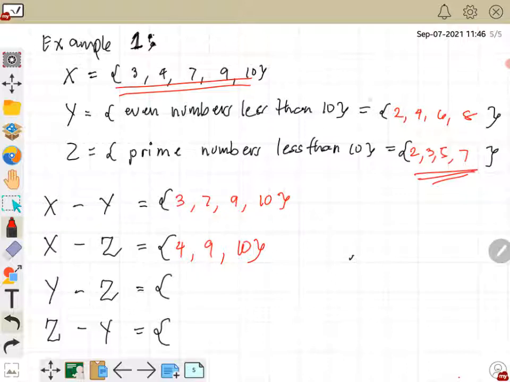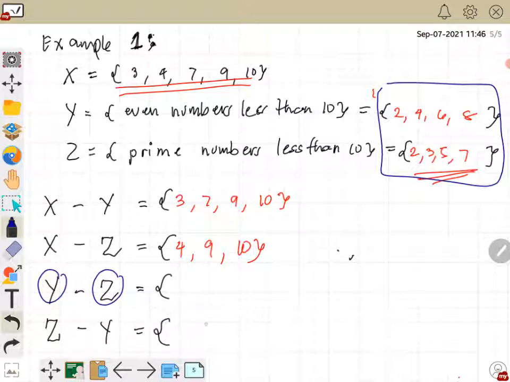Okay, what is Y minus Z? Okay, so now let's consider these two sets here. Y minus Z, those elements in Y that we cannot find in Z. Elements in Y that we cannot find in Z. What are those? 4, we can find it in Y but not in Z. 6, can find it in Y but not in Z. And actually 8. That's all.